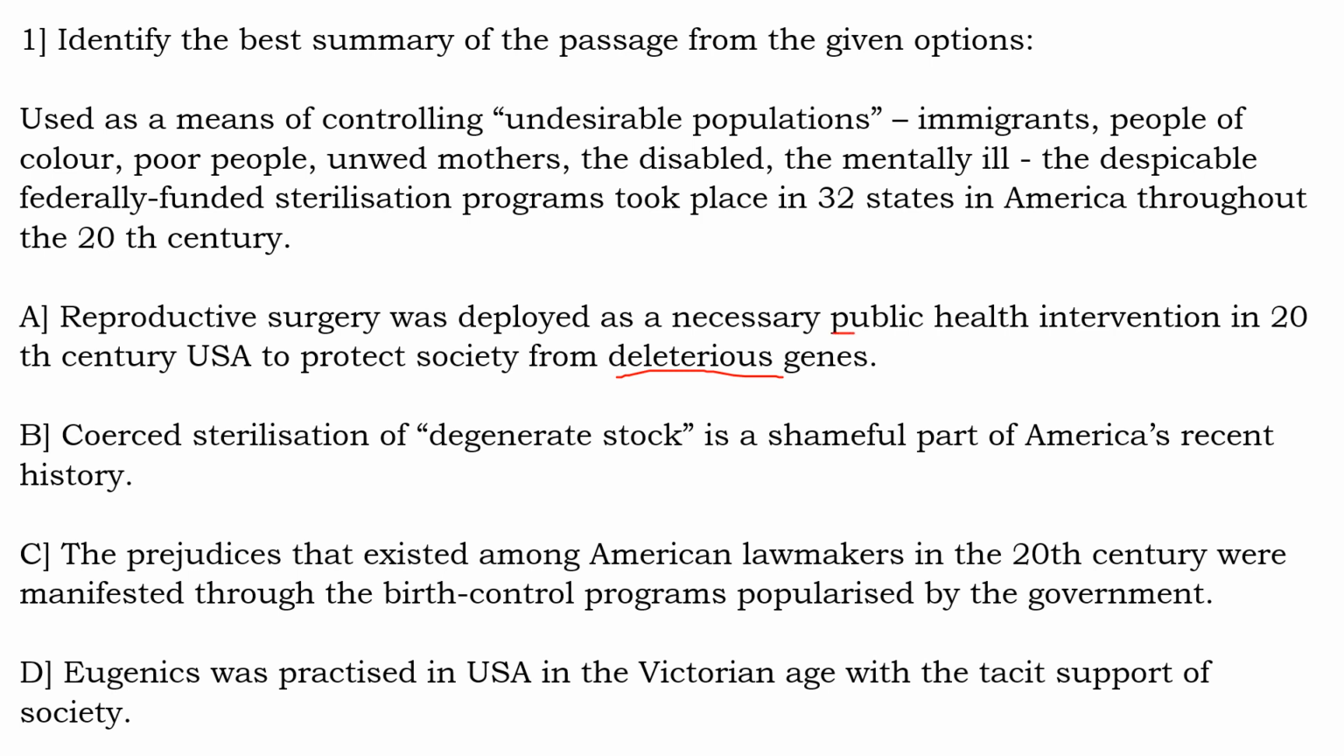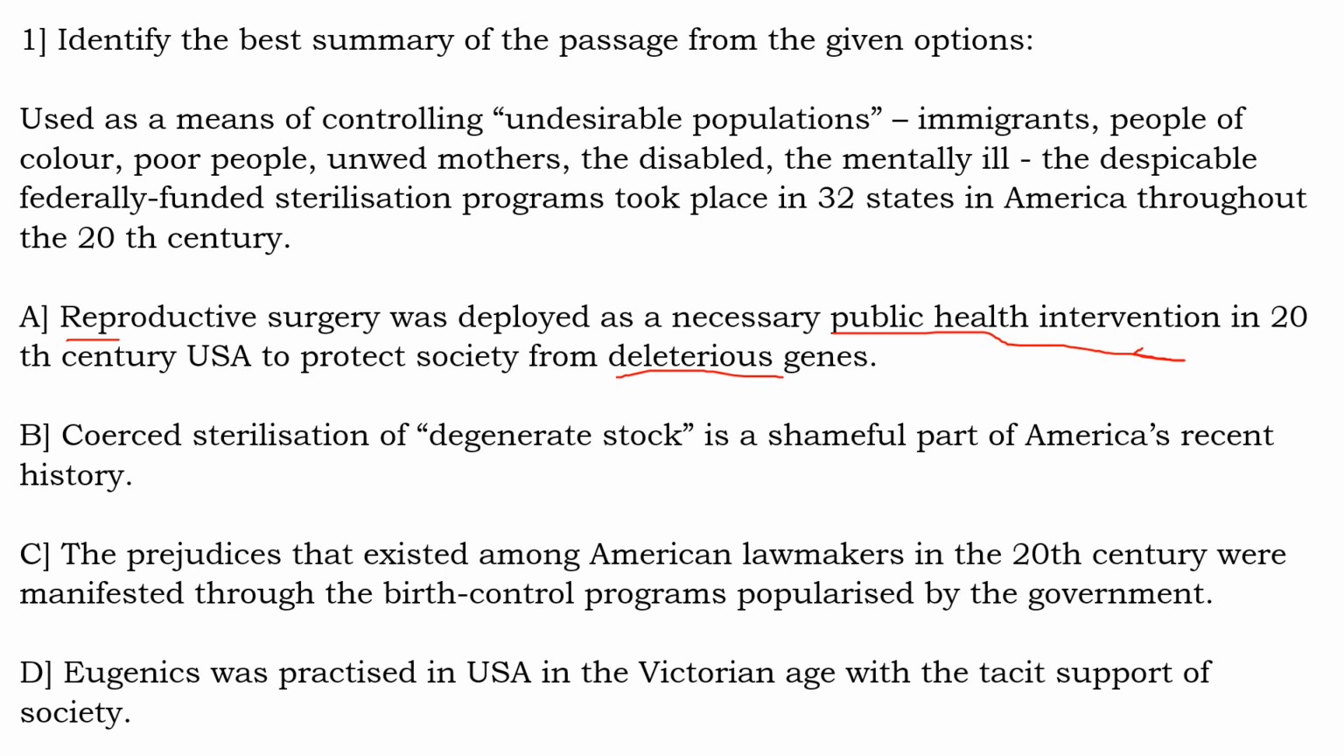Public health intervention means any health program that is conducted by the government, so this is also correct. 20th century USA, to protect society. Why to protect society? Undesirable population. The people who wanted this program to be implemented thought that society can be protected from this undesirable population. So everything seems correct, but read closely.